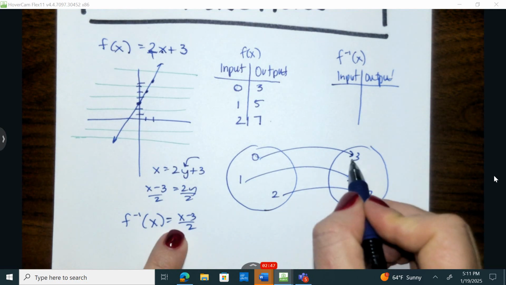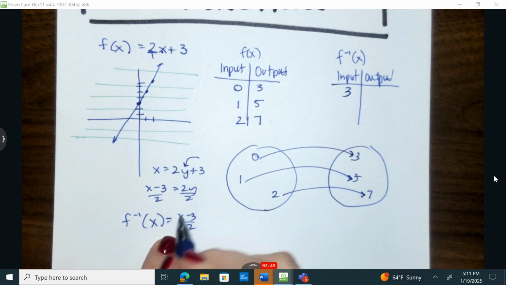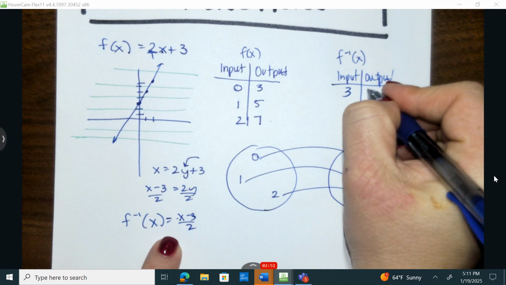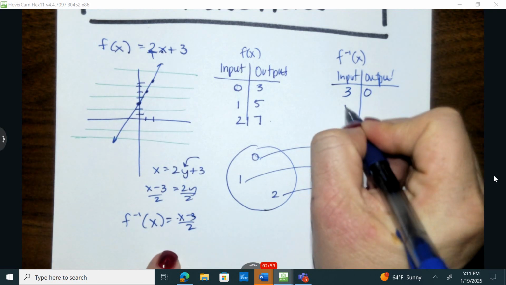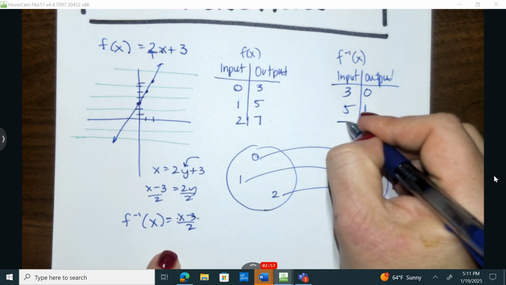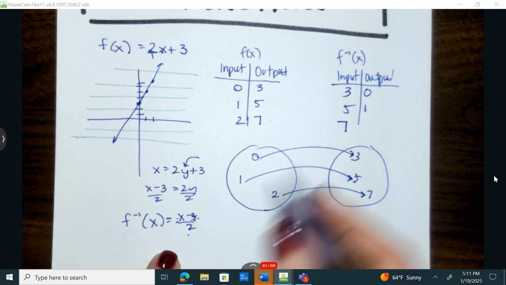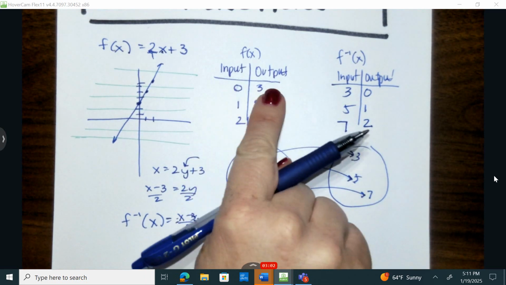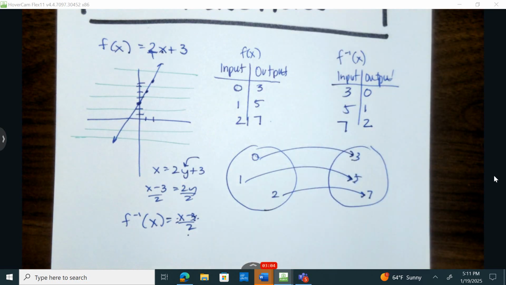Let's check this. If I plug in 3, so 3 is my input, 3 minus 3 is 0, 0 divided by 2 is 0. Let's try 5. 5 minus 3 is 2, 2 divided by 2 is 1, and lastly 7. 7 minus 3 is 4, 4 divided by 2 is 2. Notice how the input and the output values just swapped places.